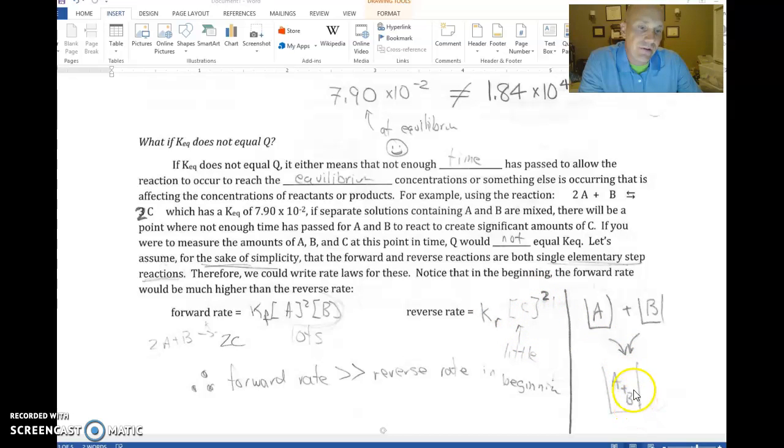But notice, in the very beginning, the moment after these are mixed, there really is no C. It's going to take some time for the amount of C to build up. So in the very beginning, there's very little of that, and anything times a very small number is going to yield a really low rate. So in the beginning, the forward rate is much bigger than the reverse rate.